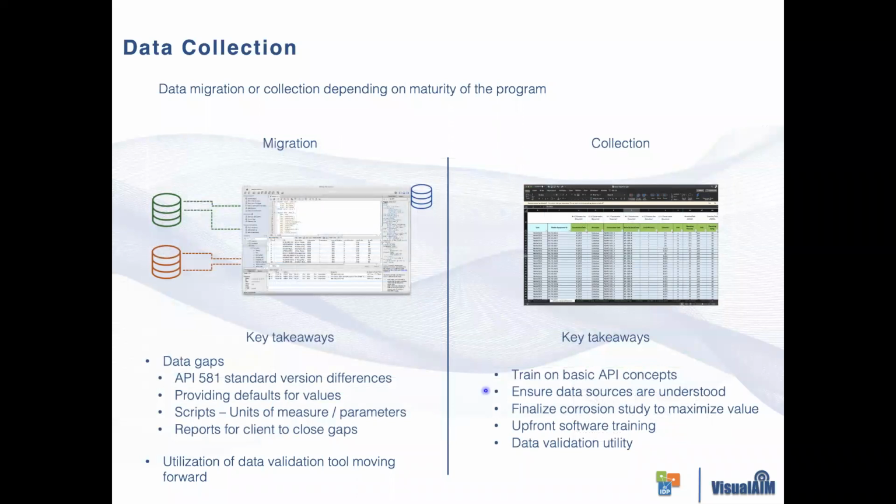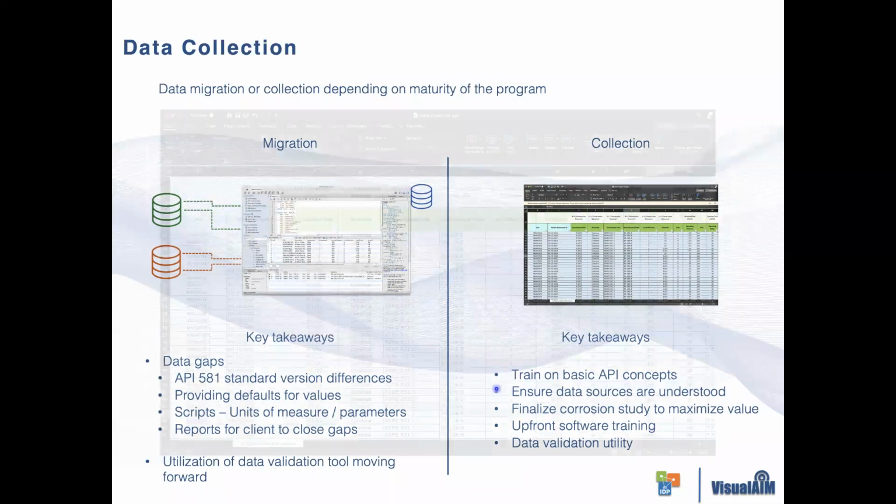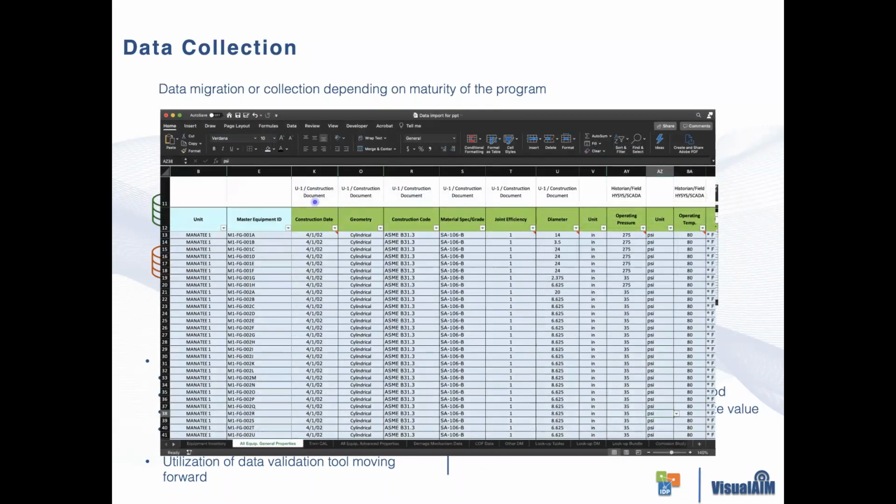Which obviously brings me to my next point, ensuring the data sources are understood by the customer. This is something that we achieve by, in the data import sheets that we provide to our customers, typically providing an additional point of information on each of the data points stating where they would typically find the piece of information. As an example, a construction date on a vessel, you'll typically find on the U1 documentation or any construction document.